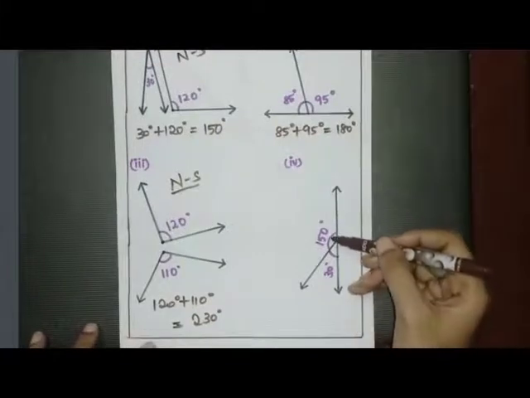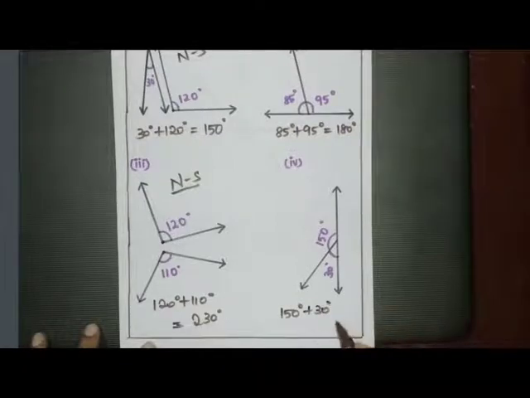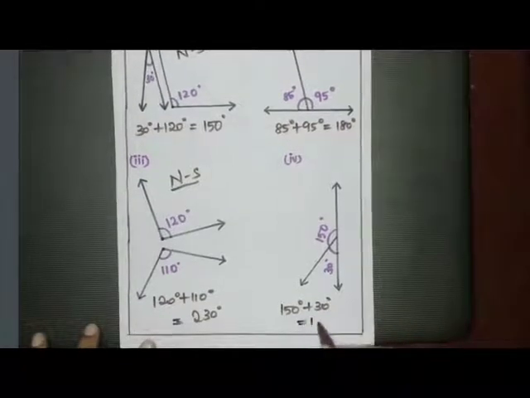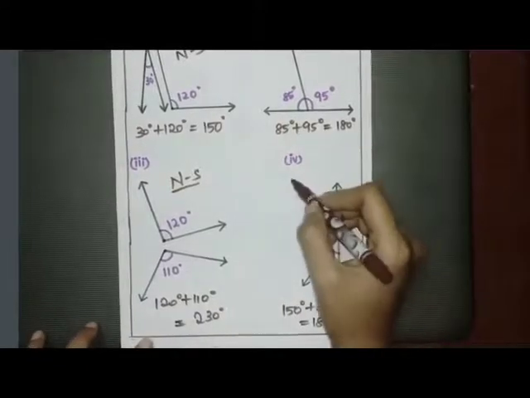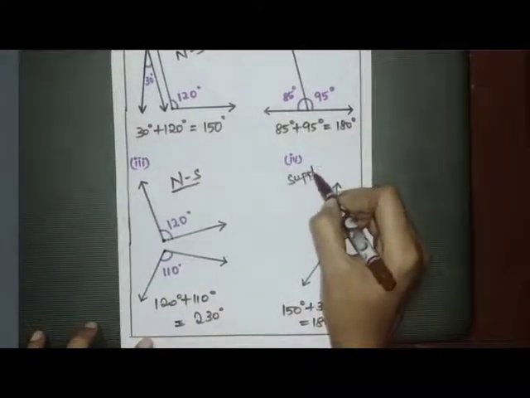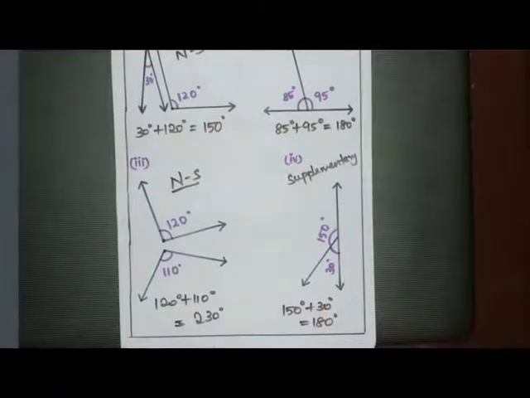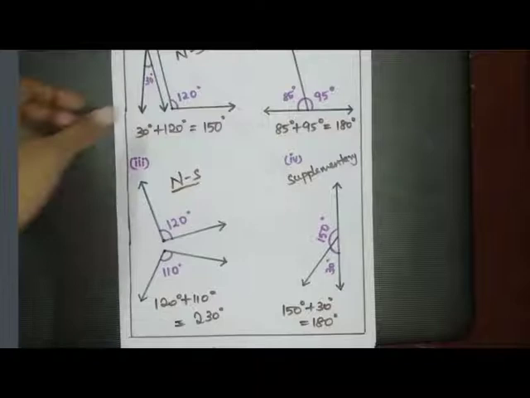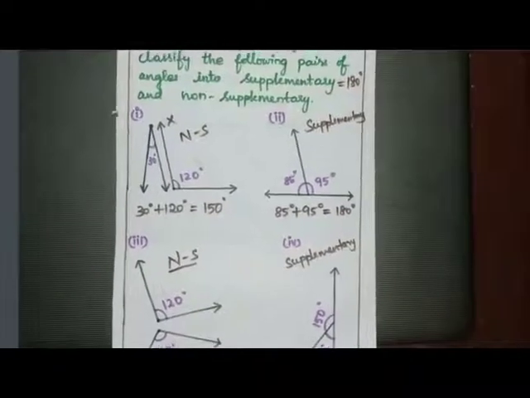Final one, 150 degrees plus 30 degrees. So what is the answer? 150 plus 30, you will get 180 degrees. So this one is supplementary. So these two angles are supplementary to each other. Is it clear? Complementary means 90 degrees, supplementary 180 degrees. Move on to the next problem.